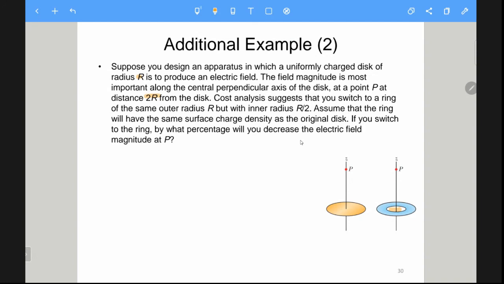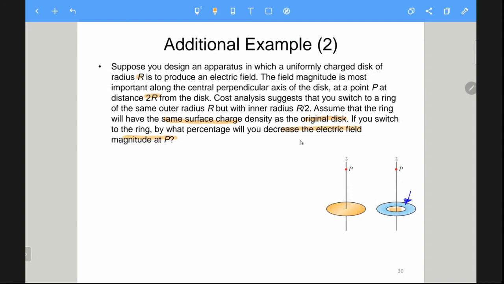But you only use the material for the outer ring. Not a thin ring, but with half of the radius. So assume that the ring will have the same surface charge density as the original disk. If you switch to the ring, by what percentage do you decrease the electric field magnitude at P?